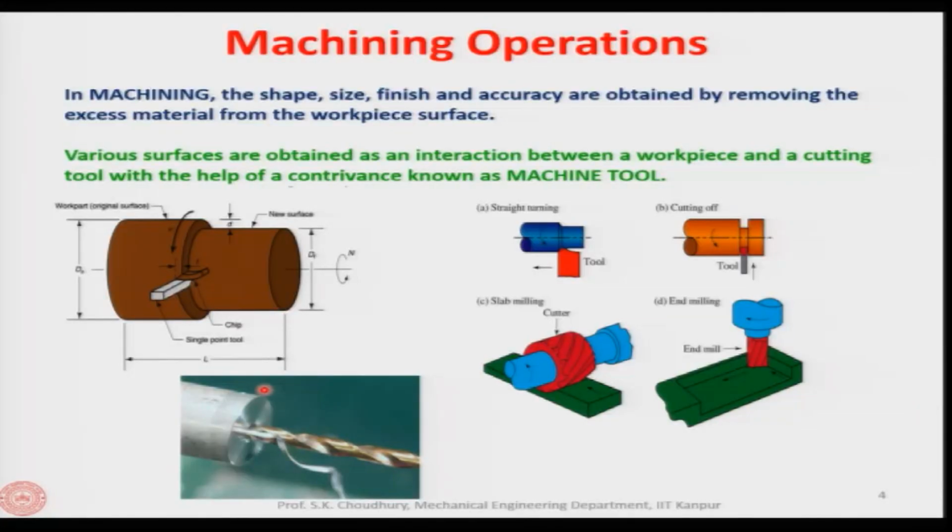So, here we can see the different kinds of surfaces that are obtained, and various surfaces are obtained as an interaction, as I said, between a workpiece and a cutting tool with the help of a contrivance which is a machine known as the machine tool. So, we have the cutting tool, we have the machine tool, and there is a relative movement between the tool and the workpiece to get the different kinds of surfaces.